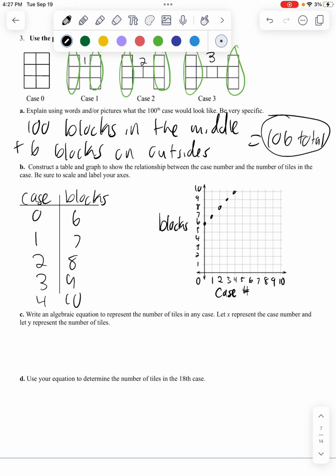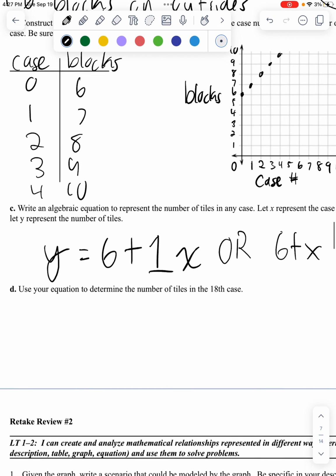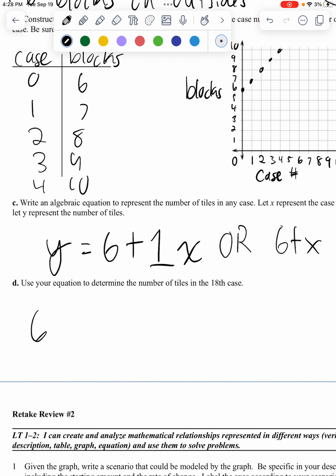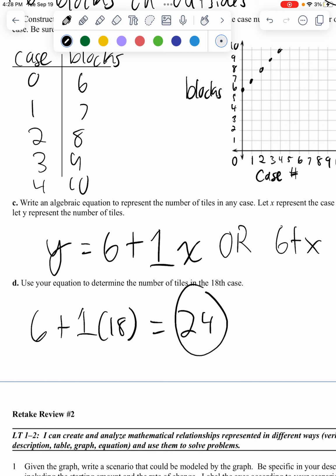Write an algebraic equation. Okay, so y, my blocks, equals my starting value 6, and I'm gaining 1 block every time. Now, if it's 1 block, you don't need this one here. You could just say it's x plus 6. You could say 6 plus x here. But I like having the 1 there. It tells me how much I go up by. And so if I use my equation for my 18th case, I just do 6 plus 1 times 18, which is 24.